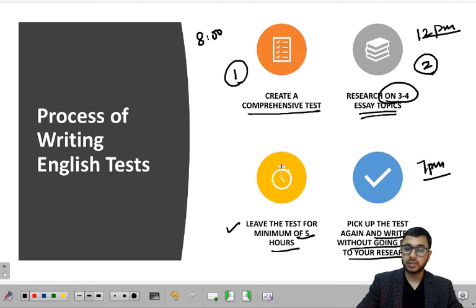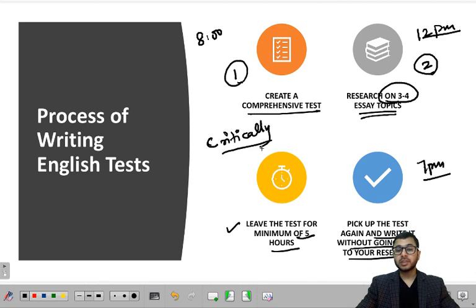So analyze it yourself rather than relying on someone else to analyze it for you. See what all mistakes you have made. Critical analysis is very important. Think about it in this way, that this test is written by someone else. I just have to find faults in it, and then you see what all mistakes you have made.